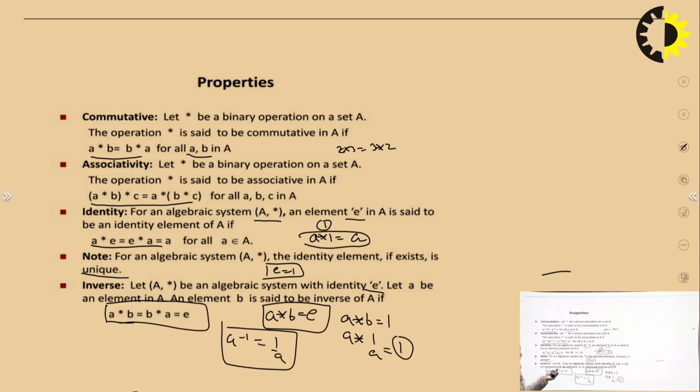Okay. So if E is the identity, then A star B is equal to B star A, and then we can get the identity element E. So here, if the identity element is 1 and we are performing A cross B is equal to 1, what value of B will we substitute so that the answer is 1? If we put B is equal to 1 by A, then we can get 1. So what is the inverse of A? That is 1 by A.